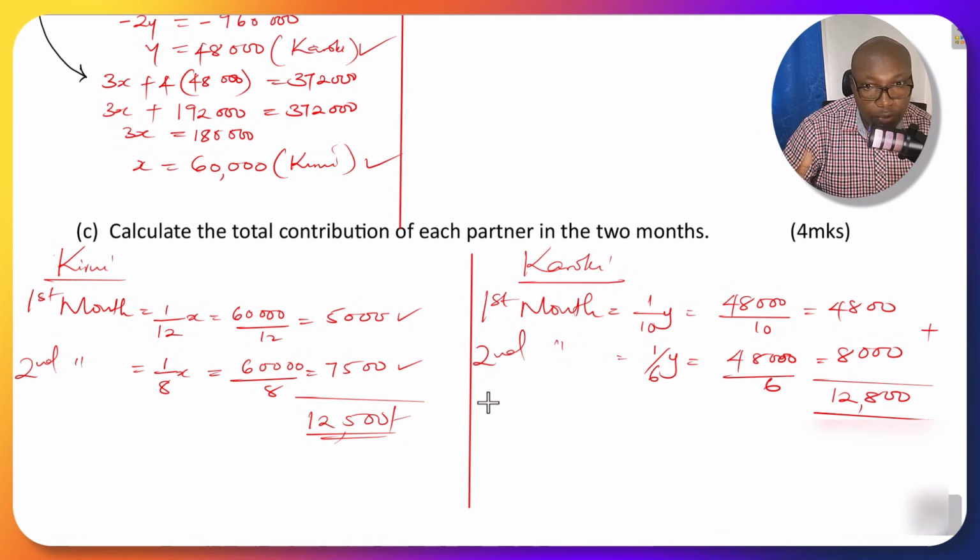So you have the total contribution of each of the partners. For Kirui, the total will be 12,500. Then for Karoki, 12,800. That is how you're supposed to solve that question.